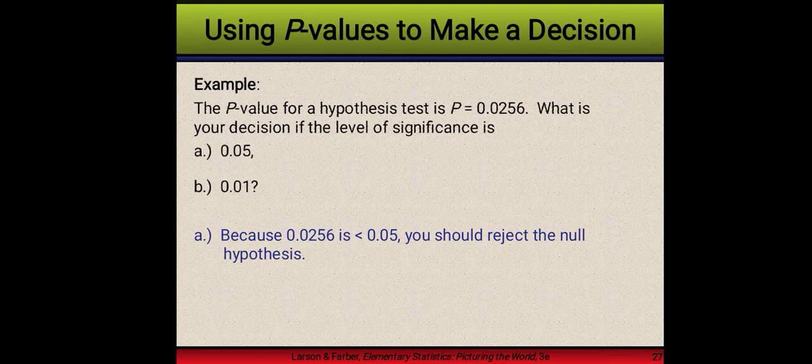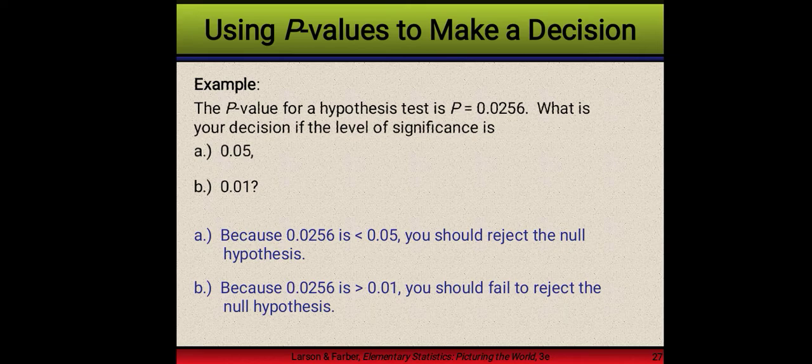Because 0.0256 is greater than 0.01, you should fail to reject the null hypothesis. That is a clear representation of the differences between the two.